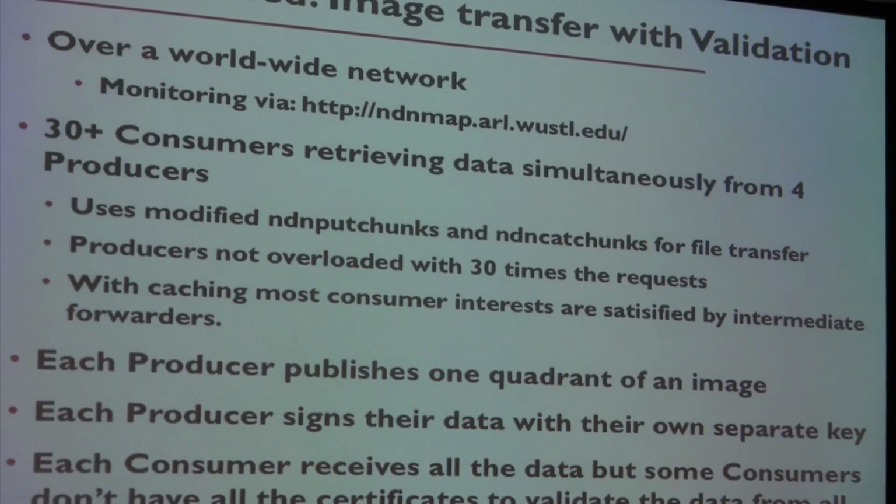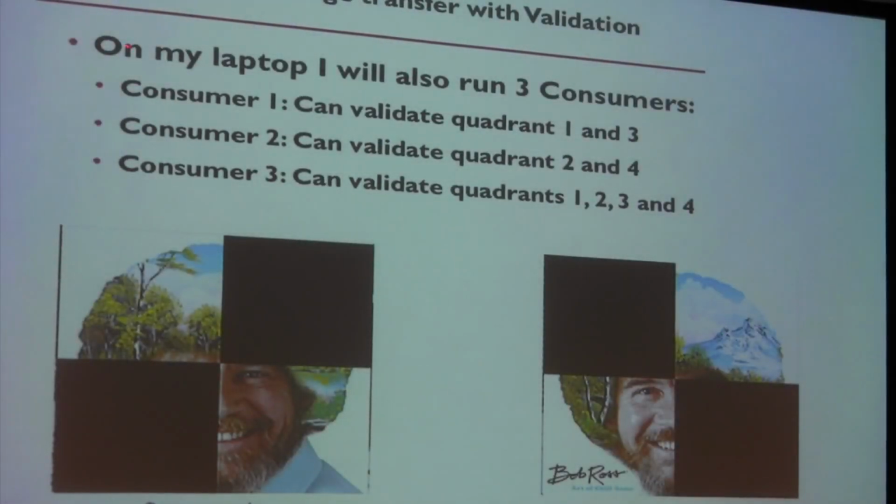So this would be the case where if you had requested a piece of data from a particular producer and somebody else trying to act as that producer sent you the data, it would be signed with a different key and it wouldn't match the certificate that you have, and you wouldn't want to open that data. So on my laptop then I would also run 3 consumers.